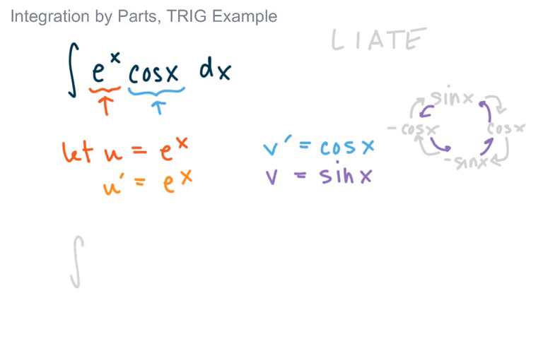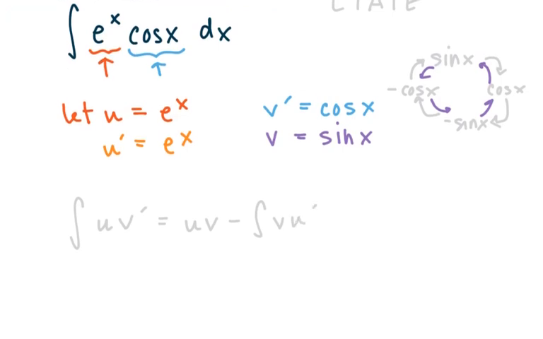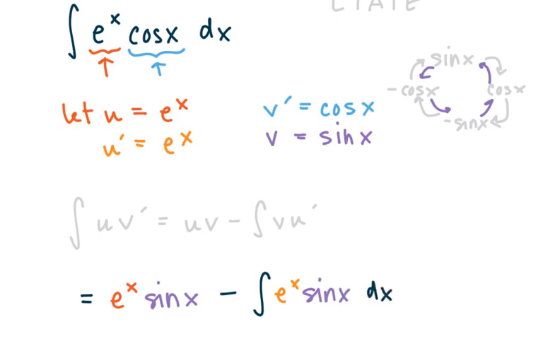So remember your integration by parts formula. The integral of u v prime is u v minus the integral of v u prime. So setting that up, this integral equals u, e to the x, times v, the sine of x, minus the integral of v u prime. So that would be sine x times e to the x, that's my u prime. Of course, we write our dx at the end.